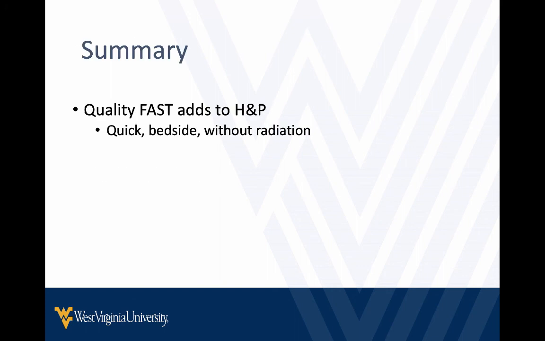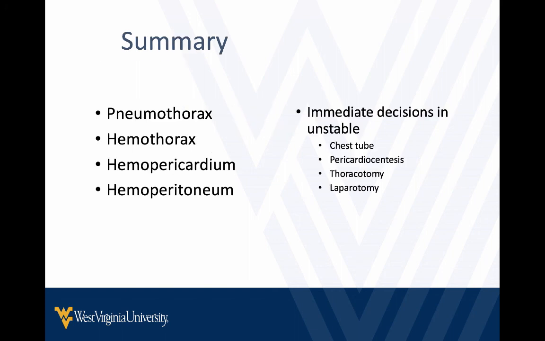So quick summary on the FAST exam. A good quality FAST exam adds valuable information to your history and physical. It's quick, it's bedside, and doesn't have the radiation costs or delays of CT scan. Makes 4 diagnoses: pneumothorax, hemothorax, hemopericardium, hemoperitoneum. It can help us make immediate treatment decisions in the unstable patient, and these are big deal decisions: chest tubes, intervening on the heart and the chest, or laparotomy.